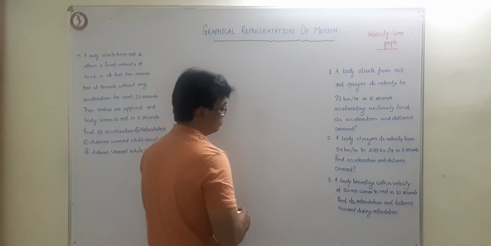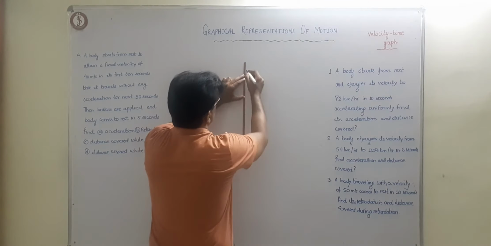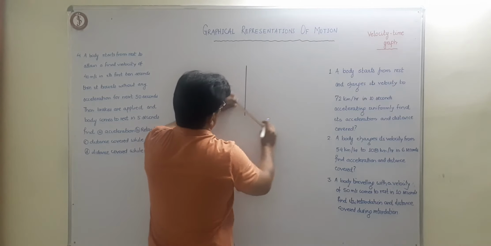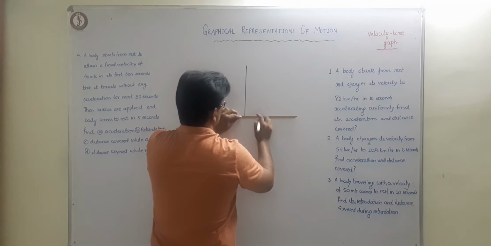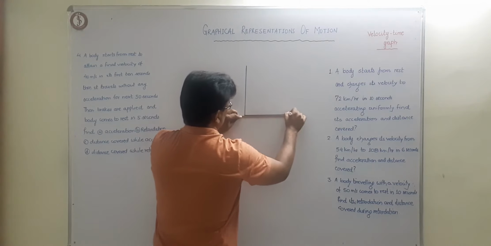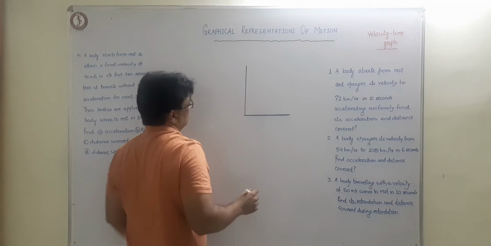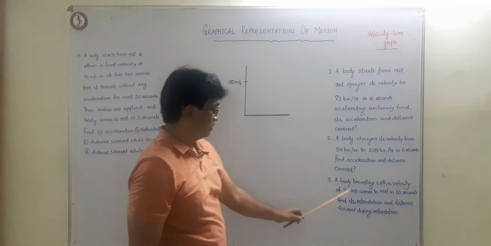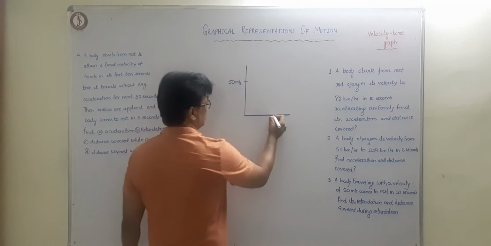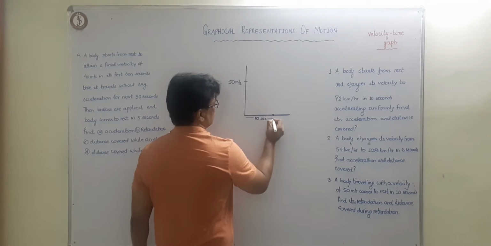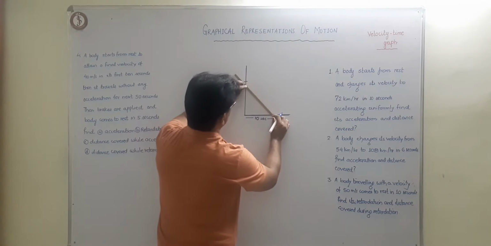A body traveling with a velocity of 50 meter per second. Now what will happen? It is traveling already with a velocity of 50 meter per second, and brakes are applied, and it comes to rest in 10 seconds. So it has come here after 10 seconds. So it is retarding. So the graph is like this.